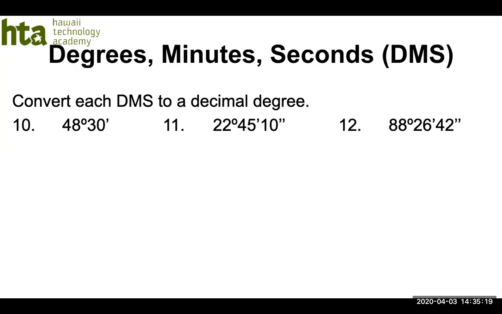So what I'm giving you right now is DMS, degrees, minutes, and seconds. That's the version I'm giving you. And I'm asking you to rewrite them into decimal form. So what is the decimal form of this? So here is how you convert.